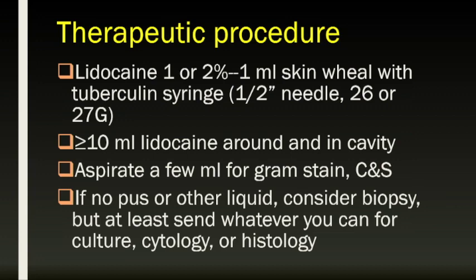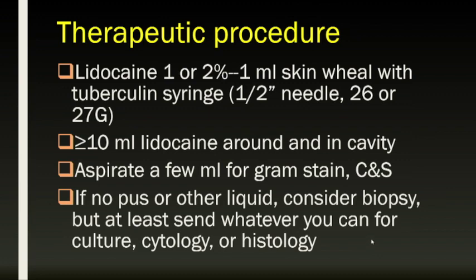These are syringes that hold about a milliliter with needles that are a ½ inch in length, very fine needles, 26 or 27 gauge. And through the skin wheel, you can use a larger needle to inject 10 ml or more of lidocaine around and in the cavity. You can aspirate a few ml for gram stain and culture and sensitivity. It's very important to do that.